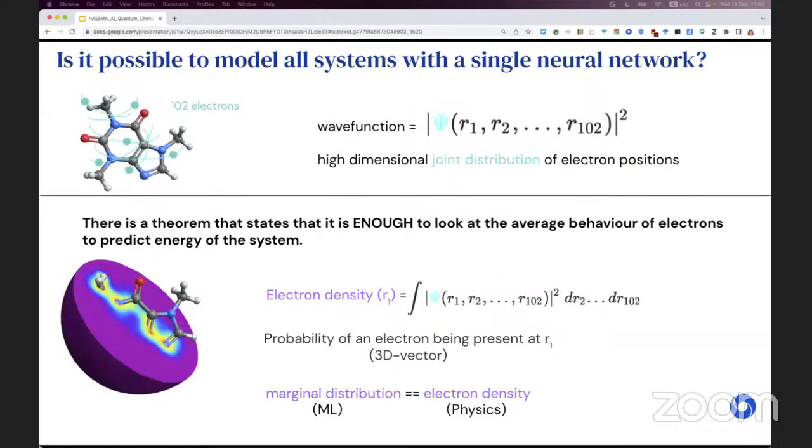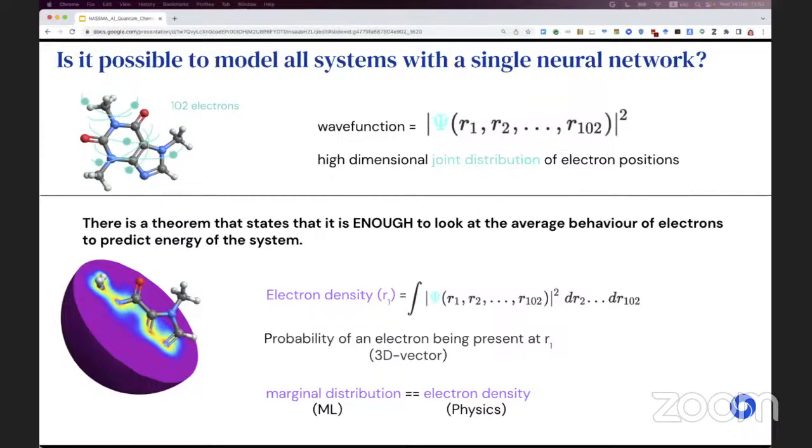So the first one is, is it possible to model all quantum molecules or all materials that you want to imagine with a single neural network? The short answer is yes, but just to explain it a bit more. The wave function was this huge monster that was describing the joint probability distribution and was scaling very badly. But some decades after the Schrödinger equation was published, a theorem appeared that proved that it is enough to look at the average behavior of electrons to predict the energy of the system and also other properties that are of interest.